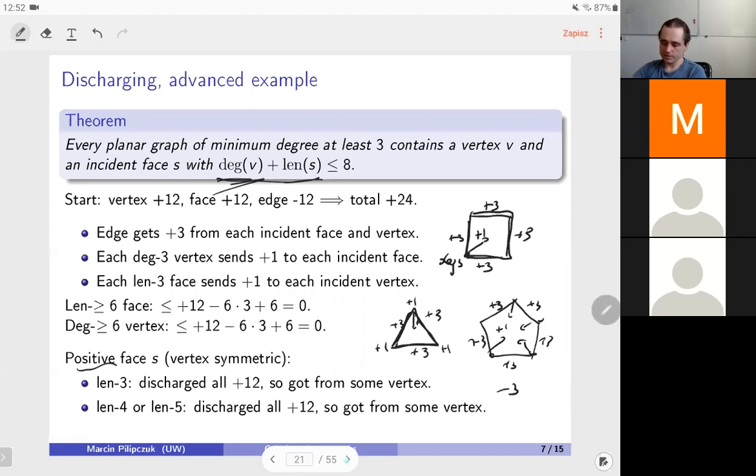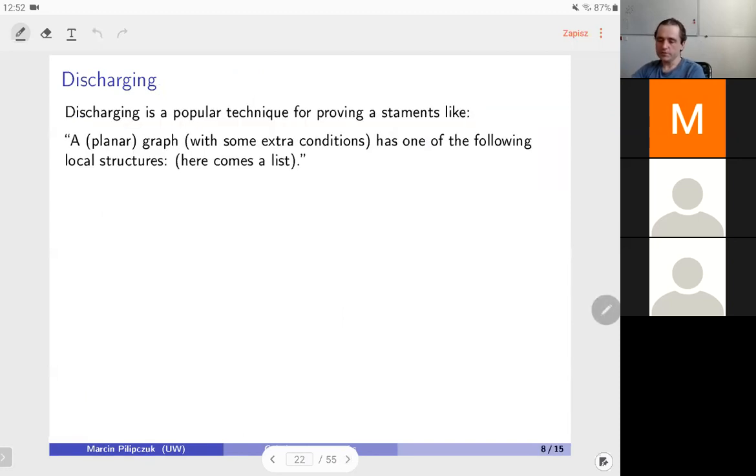Good, so I'm going further. As I said, discharging is a popular technique for proving that a graph, usually planar, but sometimes not, has some local structure. Actually, we have one example in the tutorials with arbitrary graphs, not planar graphs. Very often these statements are complicated, and we see in the four-color theorem that sometimes it's just a long list of local structures that are fine.